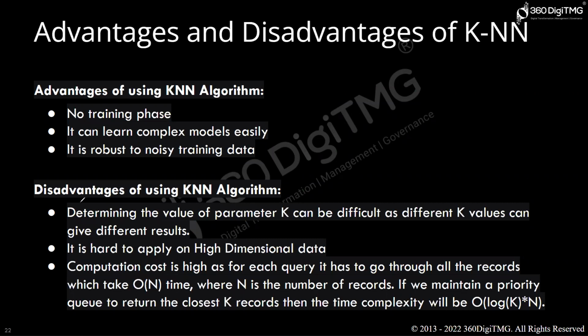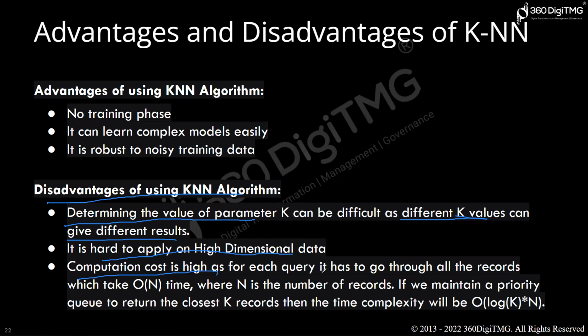So disadvantages of using KNN. What are the disadvantages of using the KNN algorithm? Determining the value of parameter K can be difficult, as different K values can give different results. While we are determining the value of parameter K, it can be difficult for us to see the different K values which have given different results. And it is hard to apply on high dimensional data. So when we have high dimensional data, it's hard to apply, and the computation cost is high. Of course, it is hard to apply on high dimensional data, and the computation cost will be high.